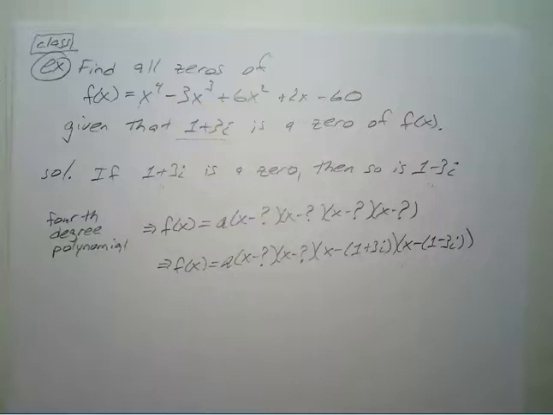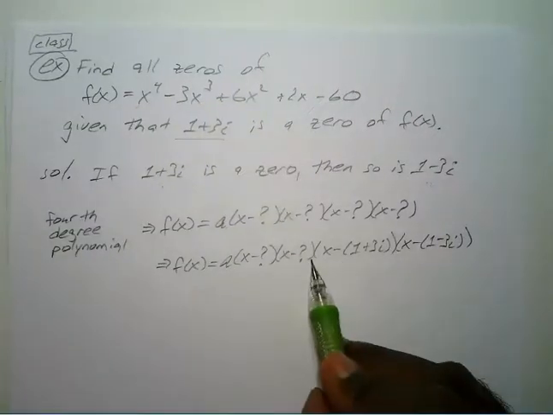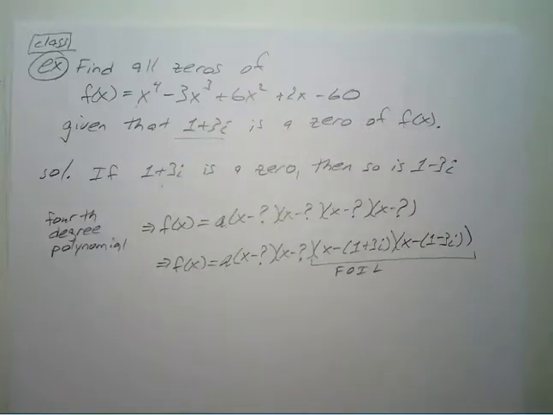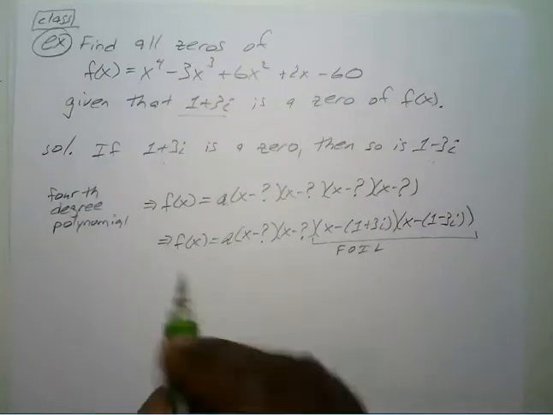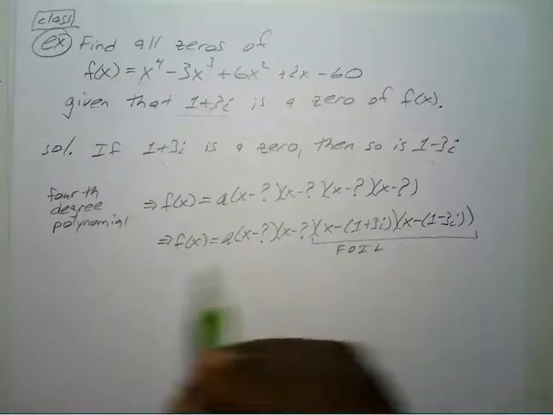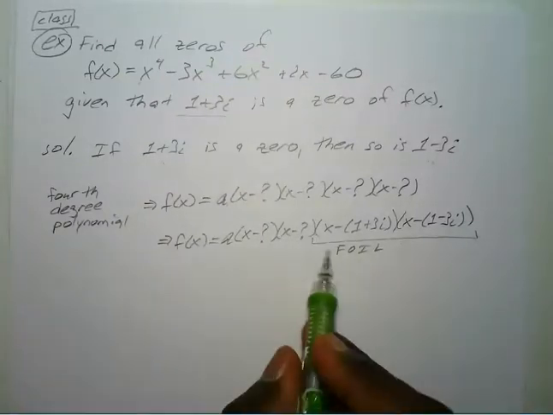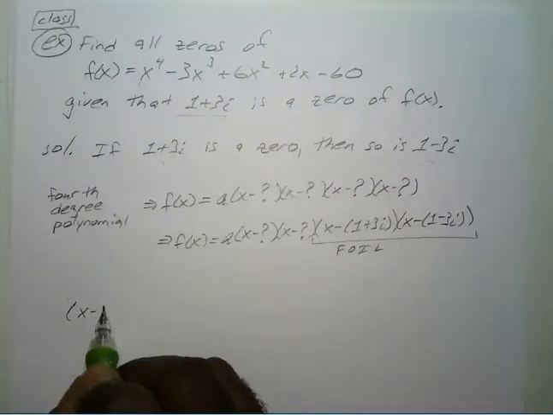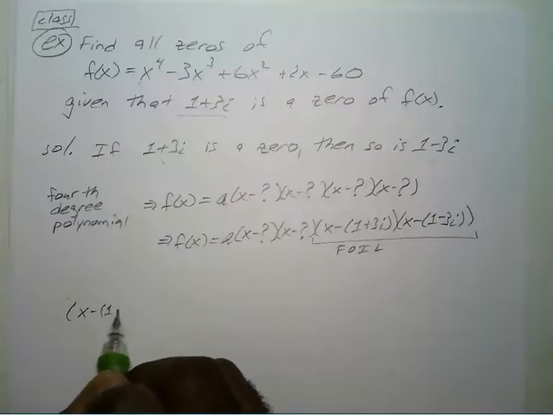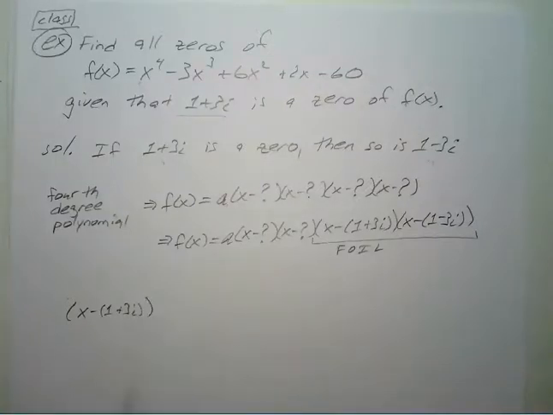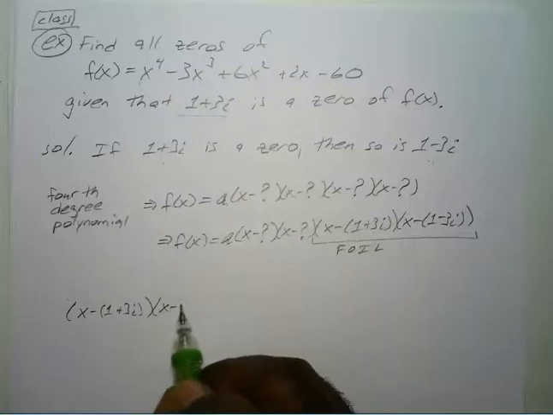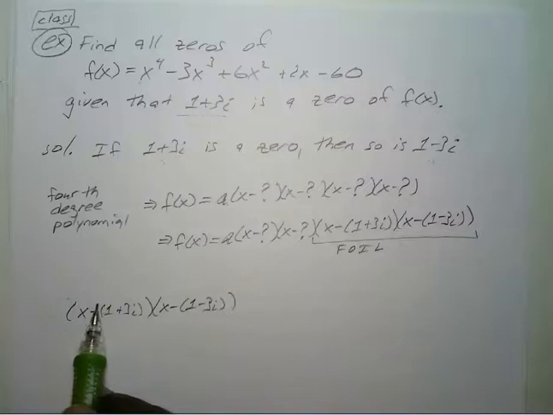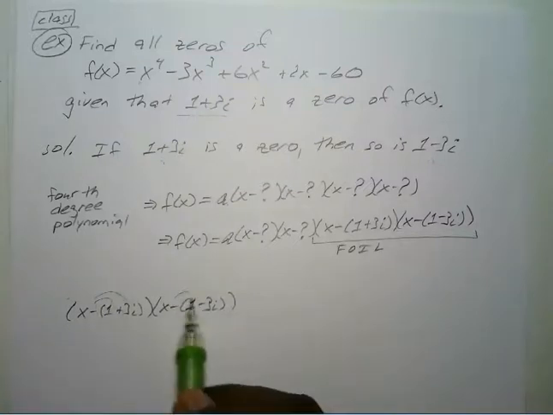Okay, so how do we find the other two? Well, first thing you do, you get these and you FOIL them out. So let me get this one and do this down here. So if you have x minus 1 plus 3i times x minus 1 minus 3i, probably the simple way to do it would be to distribute the negatives in here.